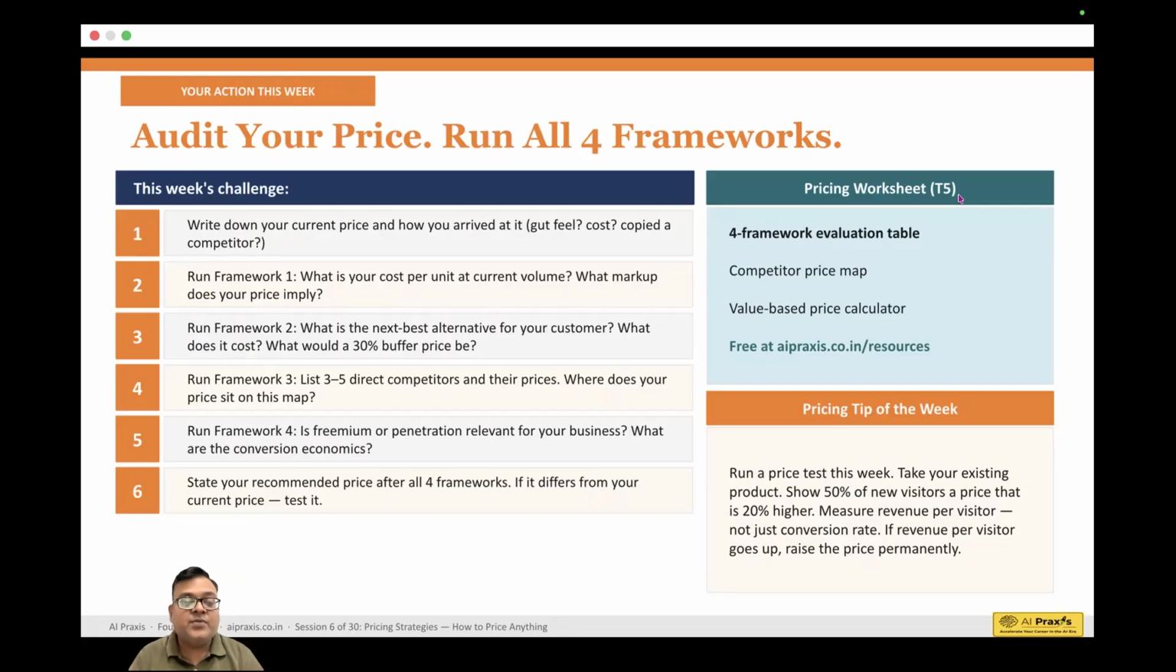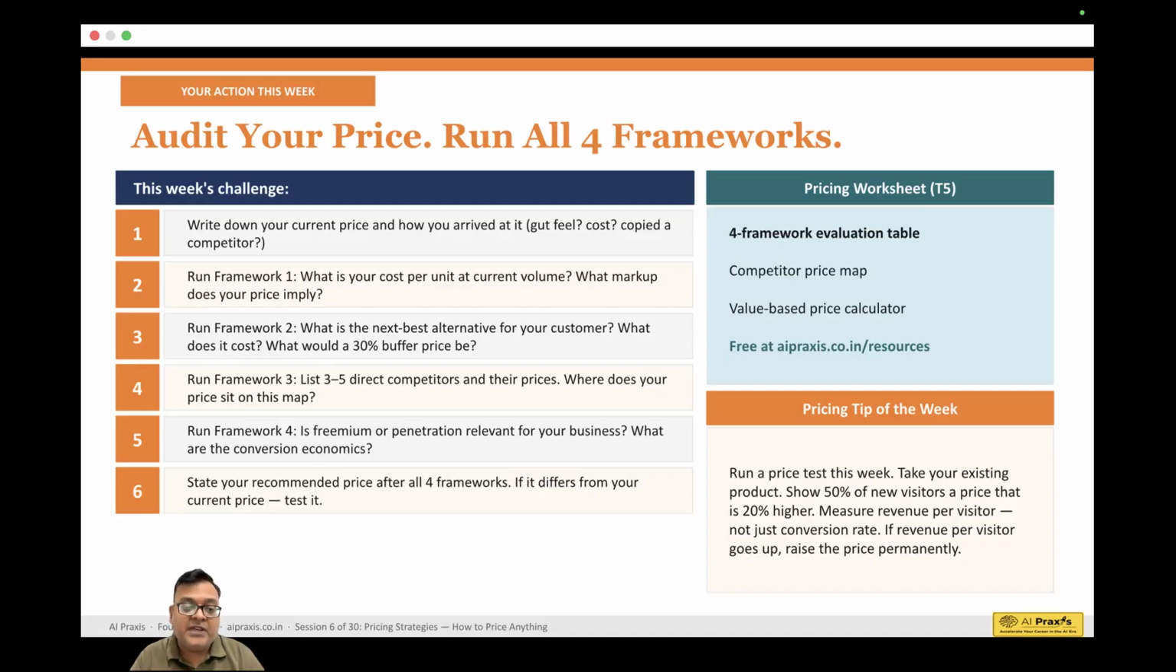So your action for this week is very simple. Audit your price, run all 4 frameworks. This week's challenge starts by writing down your current price and how you arrived at it. Gut feel, cost, copy a competitor, whatever. Run framework 1, the cost plus pricing. What's your cost per unit at current volume? What markup does your price imply?